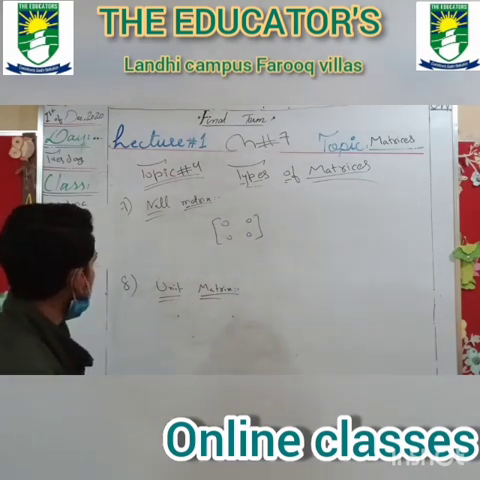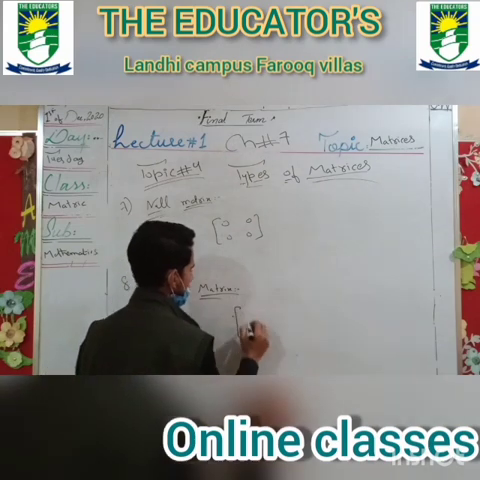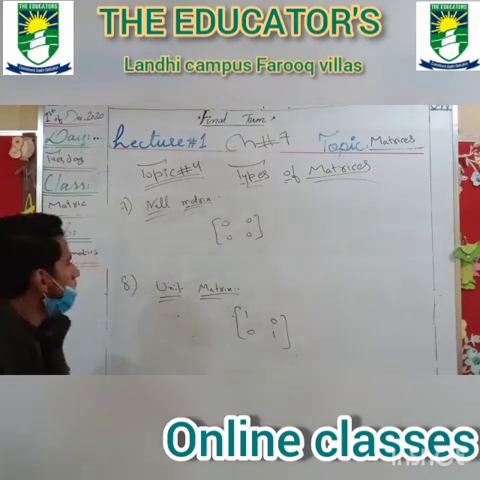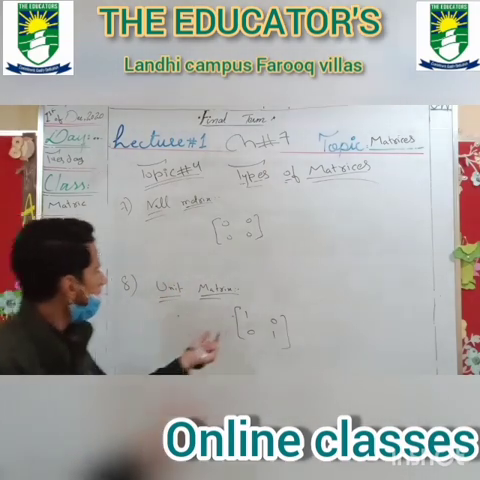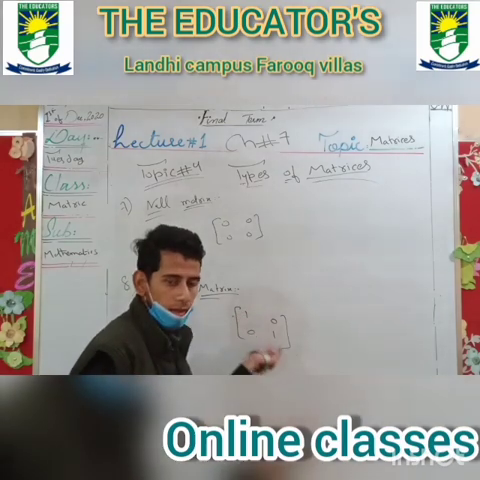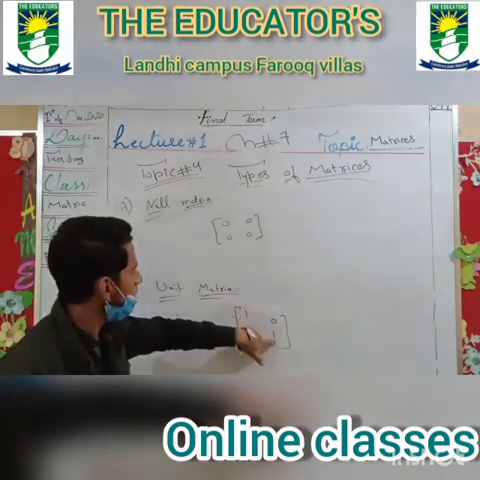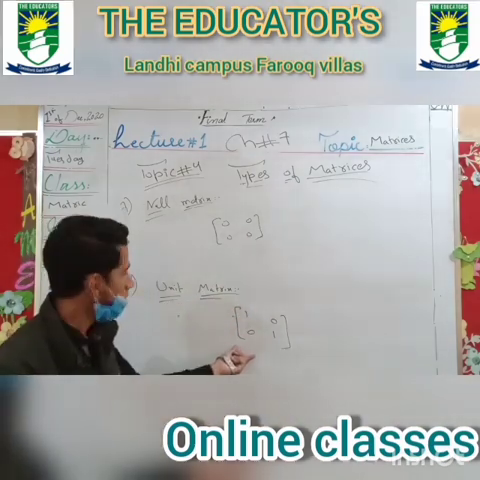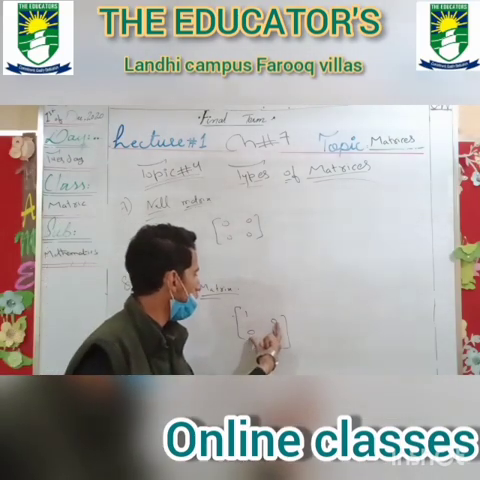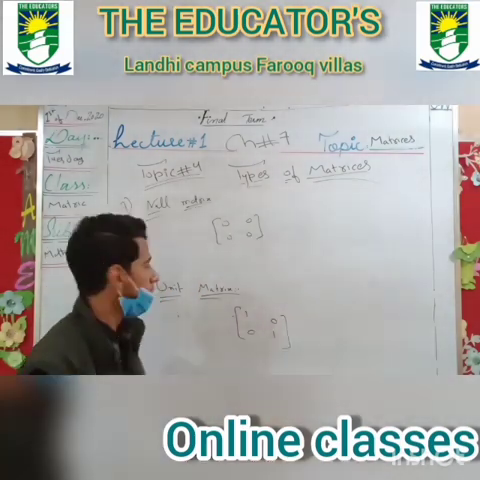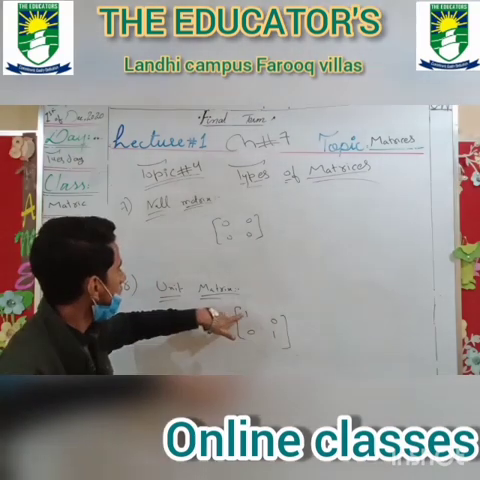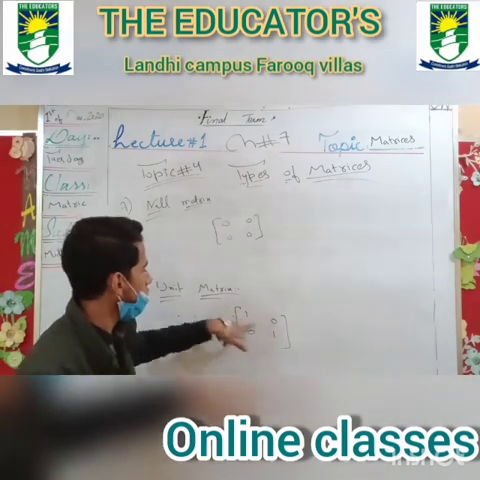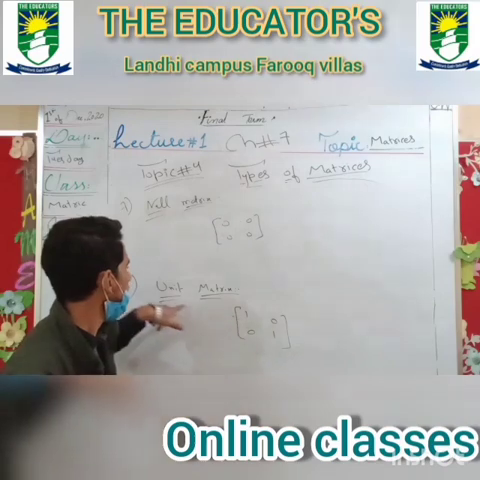The condition for a unit matrix is that you have 1 in the leading diagonal. The first diagonal is called the leading diagonal. You may also refer to it as a scalar matrix, because it has 0 in one diagonal and the same element in the other diagonal. But there is one exception: the leading diagonal, which has the same element, must be equal to 1. If it is equal to 1, then we may refer to it as a unit matrix.